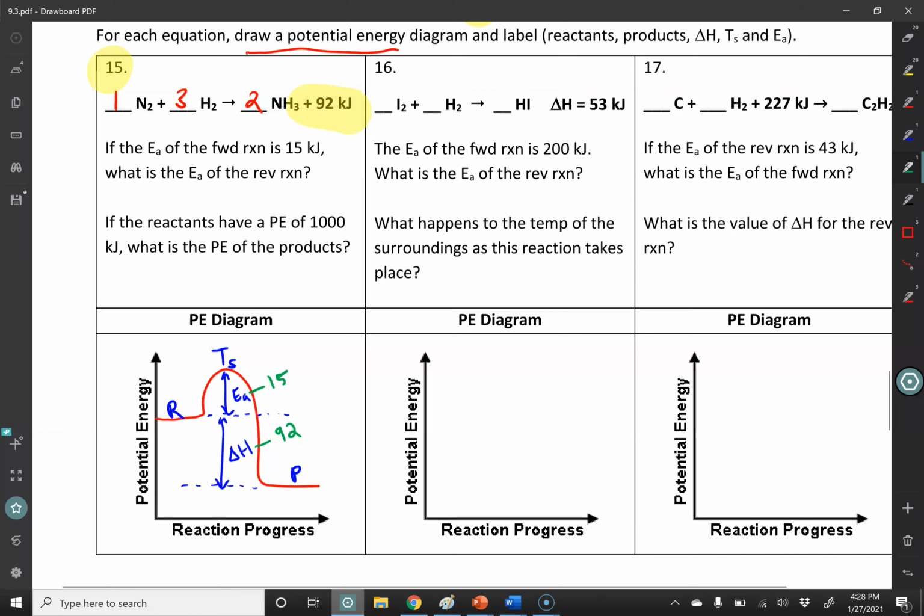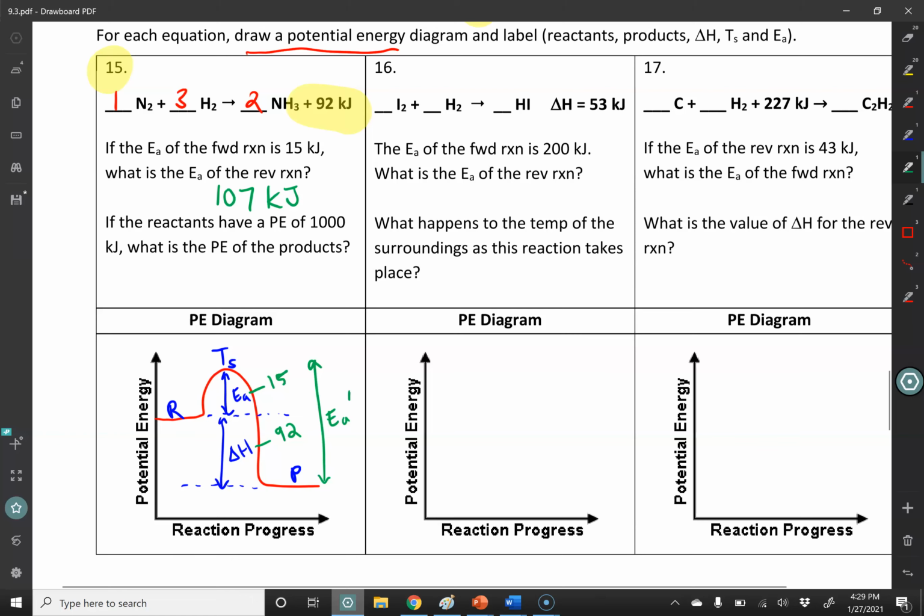So I know activation energy now. Sometimes you'll see it as like EA prime. Activation energy of the reverse reaction is going to be from products to the top of the hill. So it's as easy as just adding them together. And you should come up with 107 kilojoules.